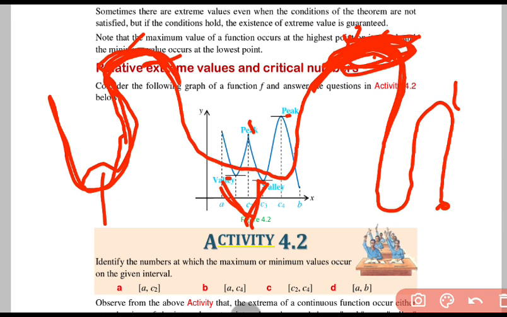This is peak. It is valley. We call it valley. We call it also valley.